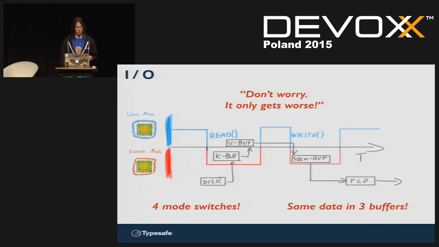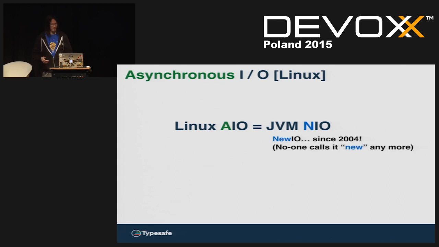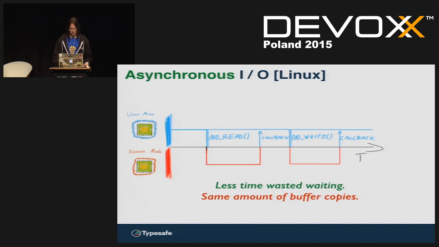So for those who don't know, Linux I/O means asynchronous I/O, and it's exposed to us as NIO on the JVM, which expands to, who knows, new I/O since 2004. No one is calling it new anymore, we're just calling it NIO, right? And NIO2. Okay, so what can we do with asynchronous I/O? We can issue a read and say, okay, you do the read, here's my buffer, please fill it with data, and when you're done, give me a callback. So there's this callback and we are not being blocked in user space. But it still does the same amount of copying. It's just not blocking the thread.